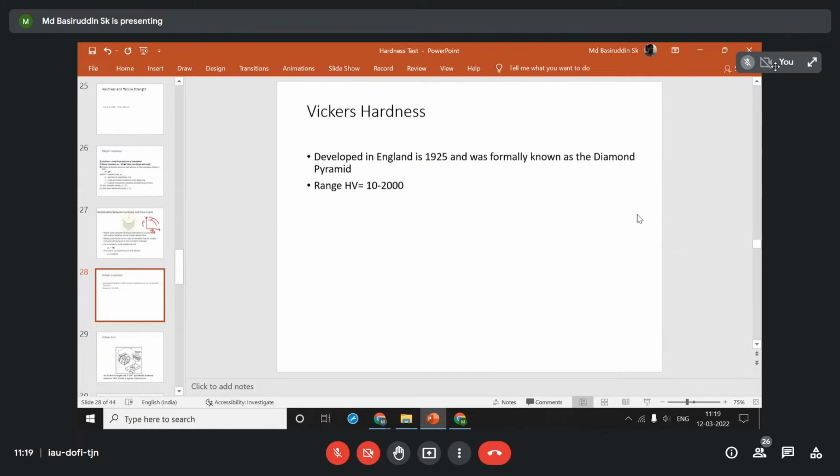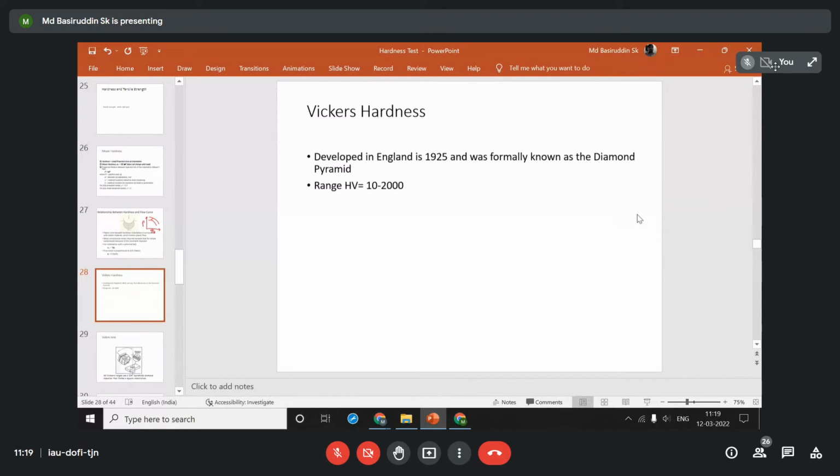Okay. Now, in order to overcome the Brinell problems and limitations, where they are using the hardened steel ball, and for very hard material the hardened steel ball may deform. So, in order to avoid that, Vickers suggested that we use a diamond indenter, and he also suggested a specific diamond indenter, which is this square-based diamond pyramid.